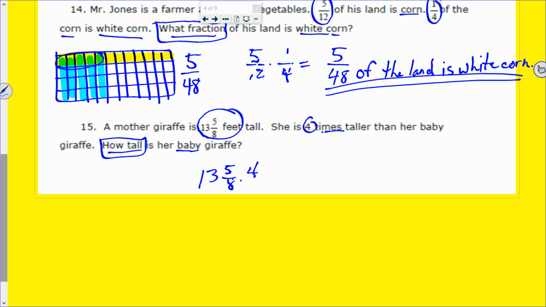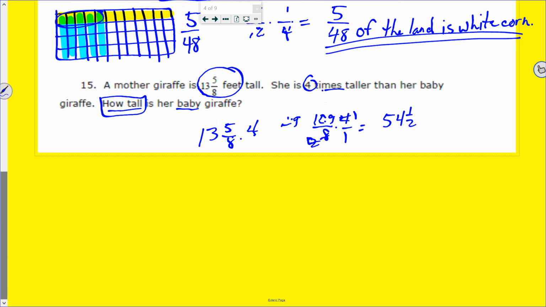But if you did the math on this, you would have said 13 and 5/8 times 4 would have given you 109 eighths times 4, which would have been 54.5 feet. And then you use your logic test. Does it make sense that the baby's 54.5 feet tall when the mother's 13? No. So you obviously did the wrong operation if you set that up as multiplication. Instead, this is a division, because it said she is 4 times taller, meaning if I'm going the other way, I'm going to have to divide.